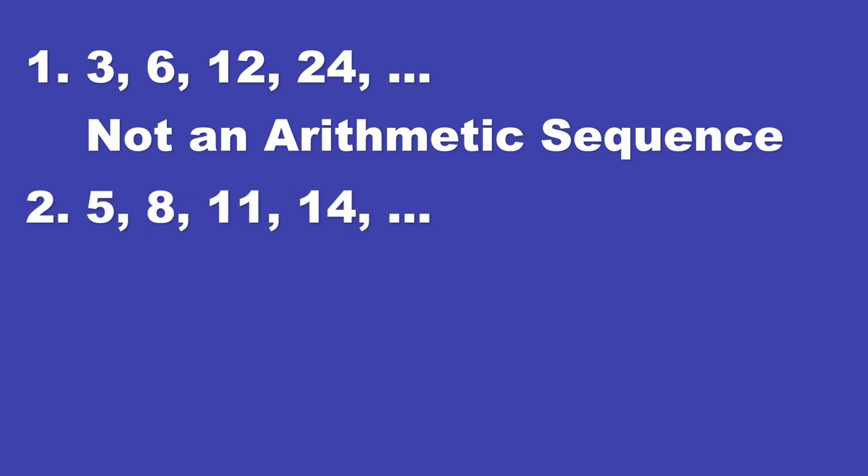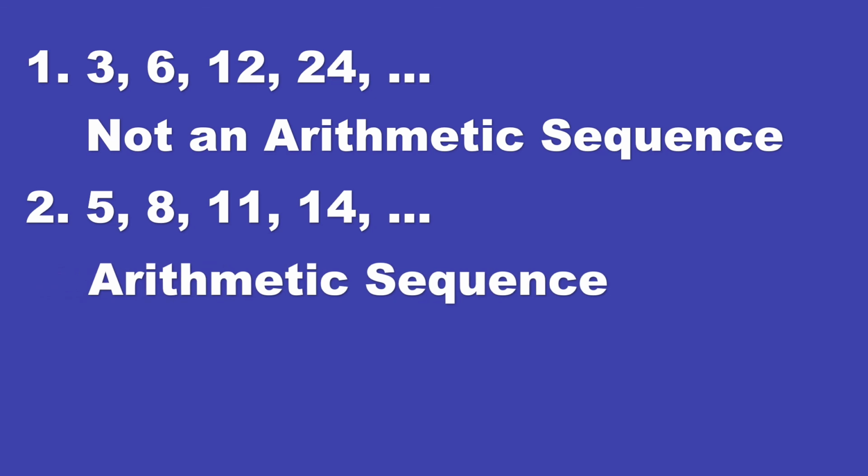Number 2. 5, 8, 11, 14, and so on. This is an arithmetic sequence. Why? We add 3 from one term to another. Remember, when we add a constant number from one term to another, that is one condition in order for you to say that a sequence is an arithmetic sequence. D equals 3.